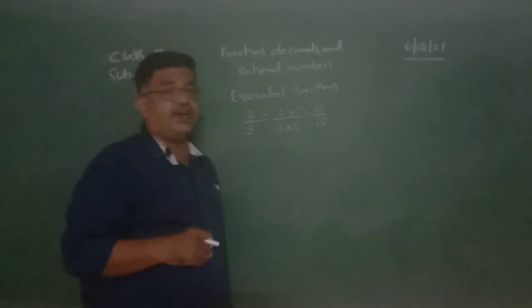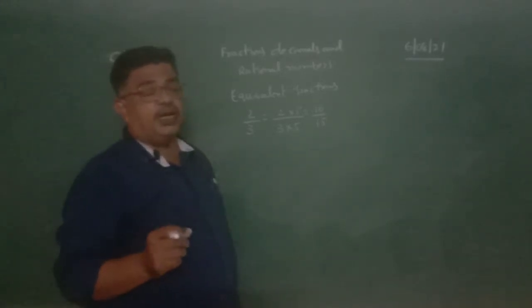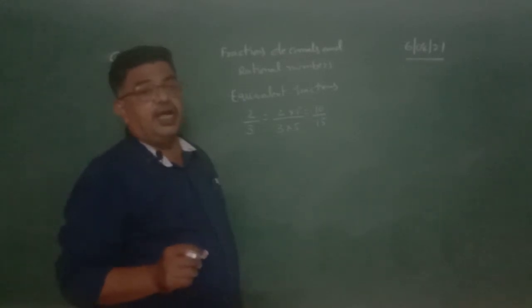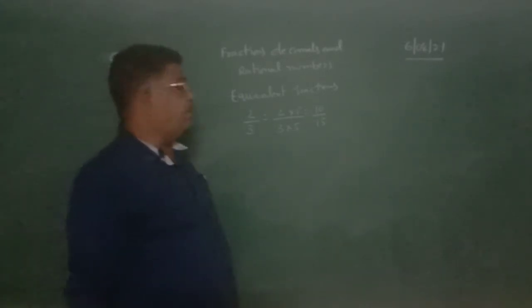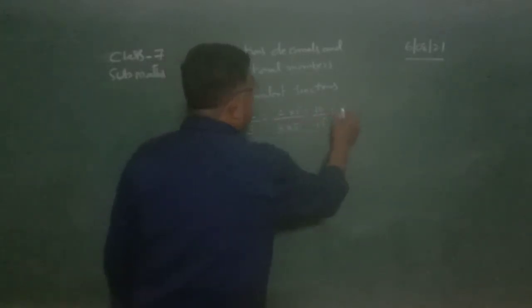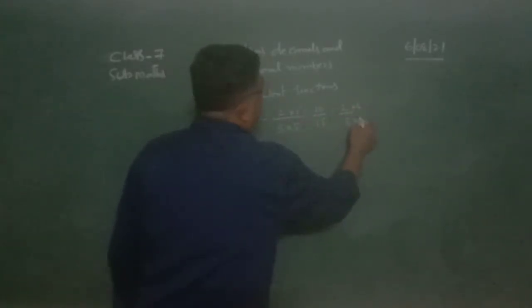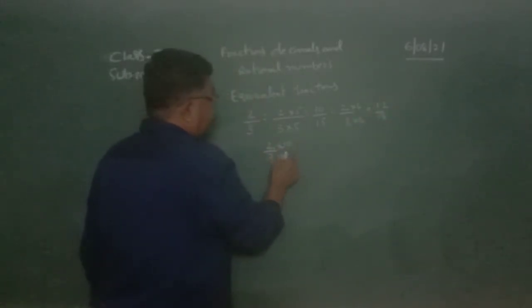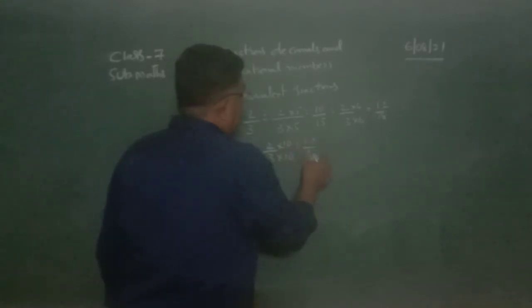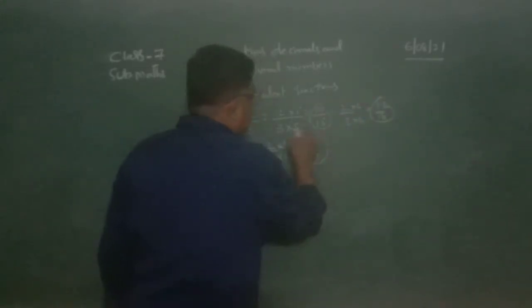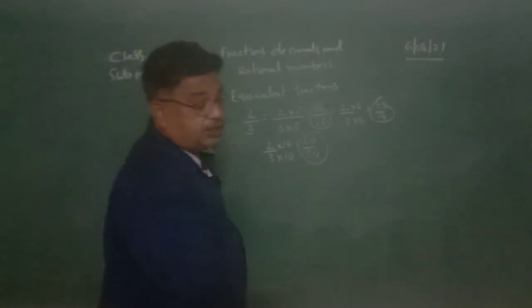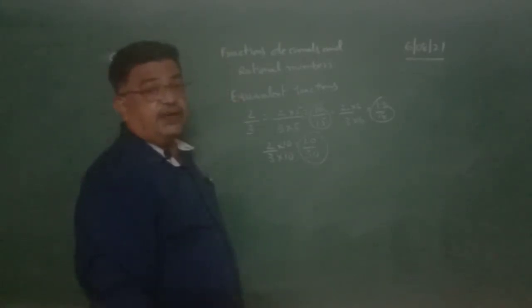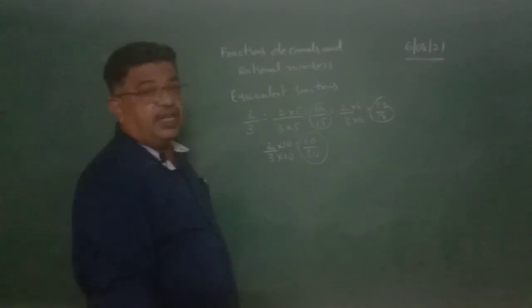So how do you get equivalent fractions? The numerator and denominator of the given fraction are multiplied by the same number. The result is the equivalent fraction of the given fraction. Suppose you multiply 2 by 3 with 6, 12 by 18. Suppose you multiply both numerator and denominator with 10, 20 by 30. So 10 by 15, 12 by 18, 20 by 30, all these are equivalent fractions of 2 by 3. By multiplying the numerator and denominator of the given fraction by the same number, we get the equivalent fraction of the given fraction.